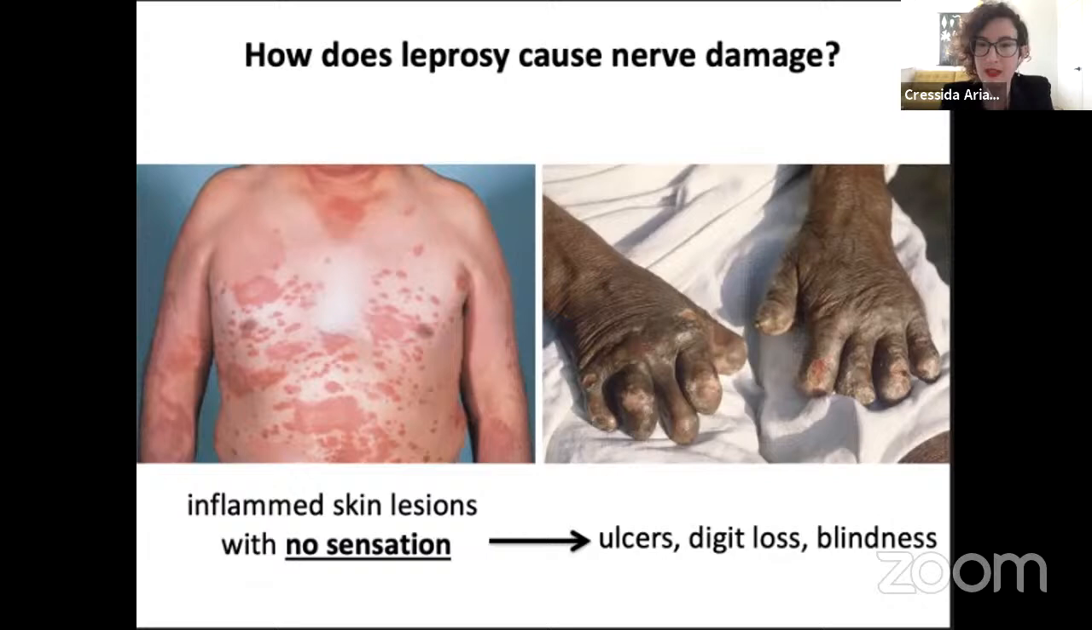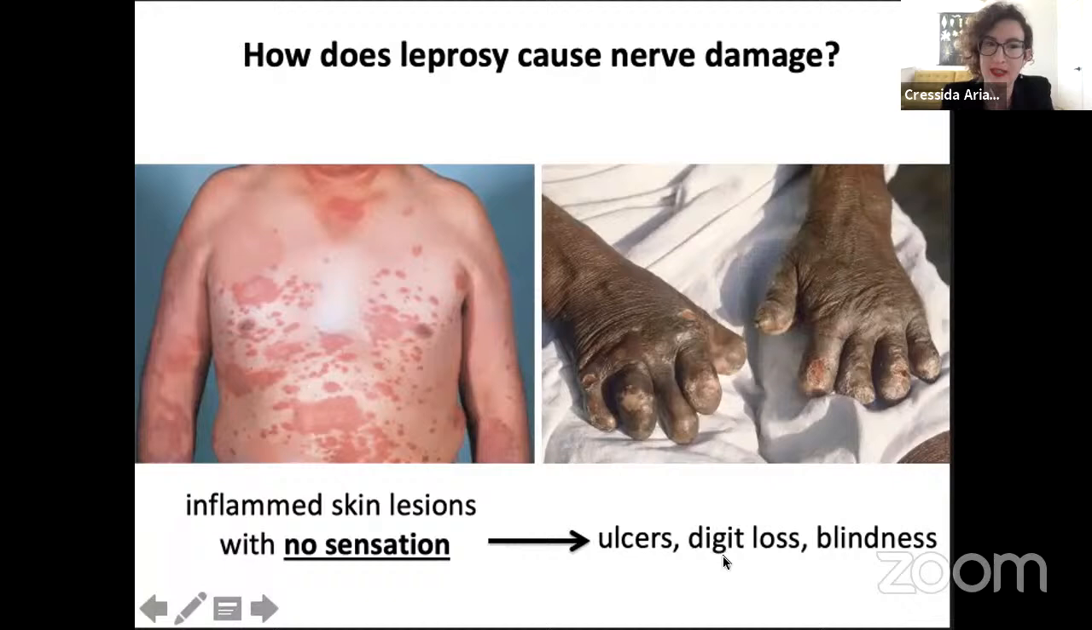There's one hypothesis that we wanted to investigate first, which is that the loss of skin sensation in the lesions that you see with M. leprae infection is simply due to a mycobacterial infection of the skin?